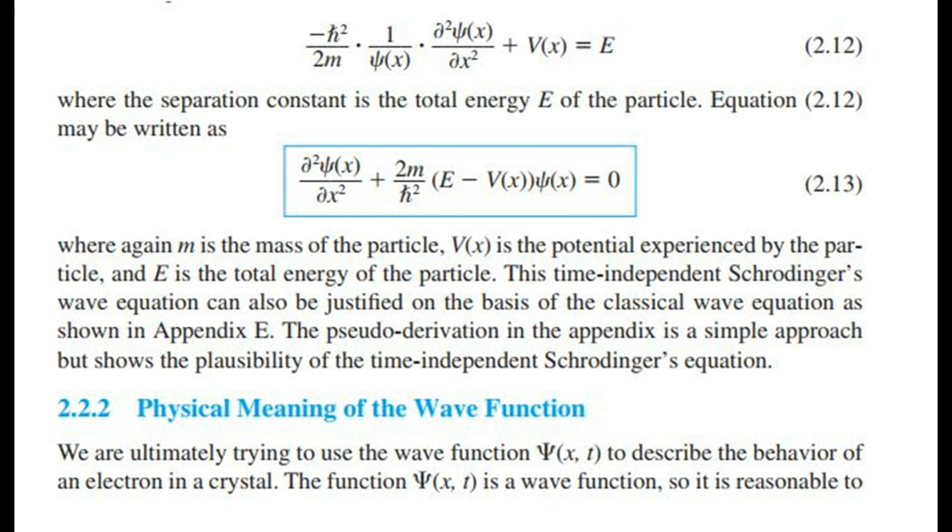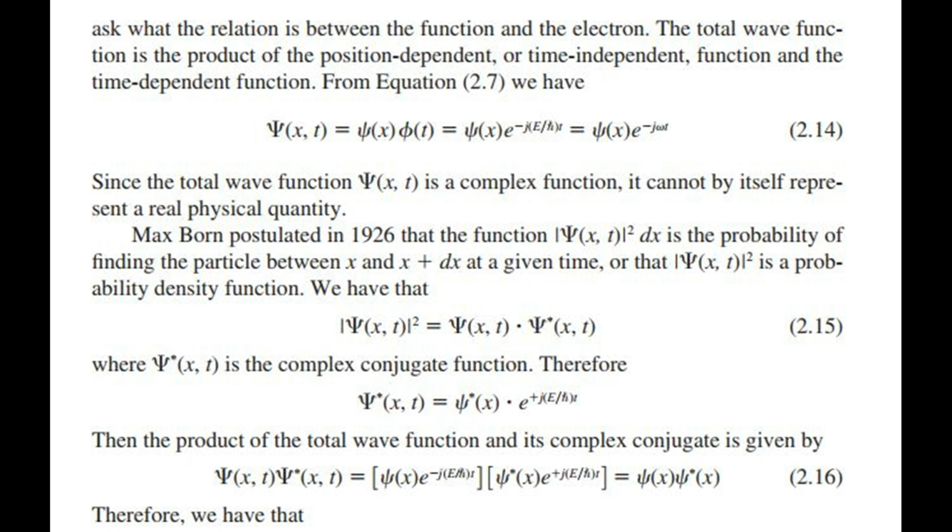Physical meaning of the wave function. We are ultimately trying to use the wave function Ψ(x,t) to describe the behavior of an electron in a crystal. The function Ψ(x,t) is a wave function, so it is reasonable to ask what the relation is between the function and the electron. The total wave function is the product of the position-dependent, or time-independent, function and the time-dependent function.